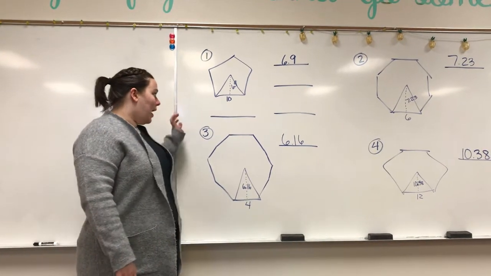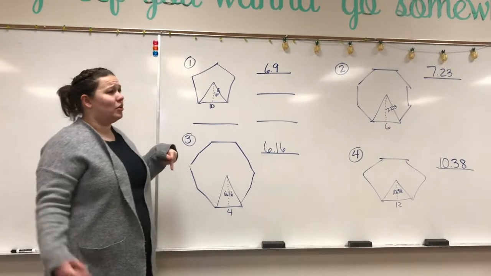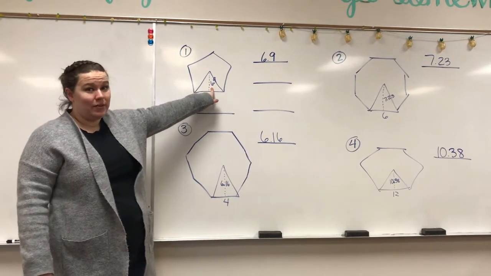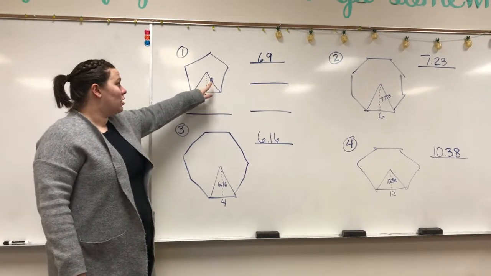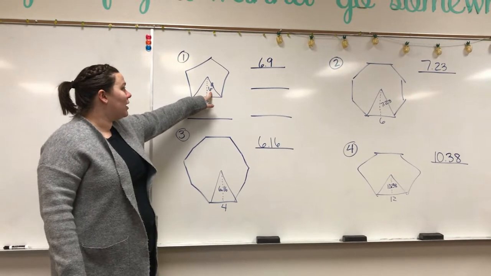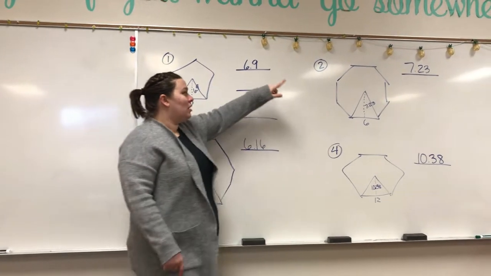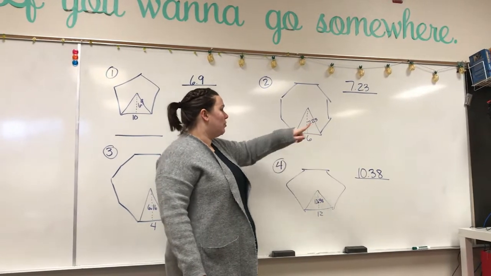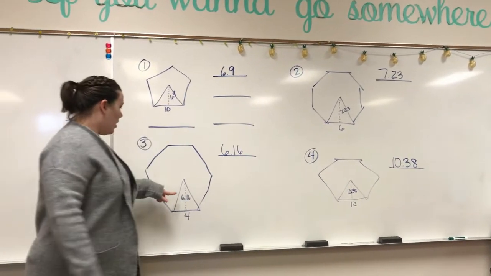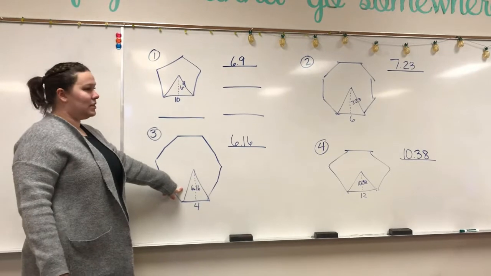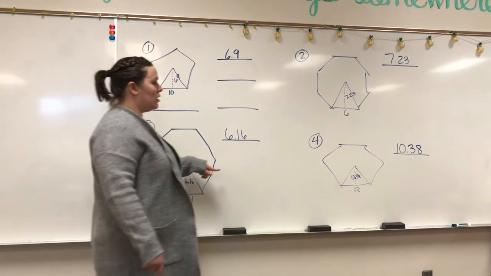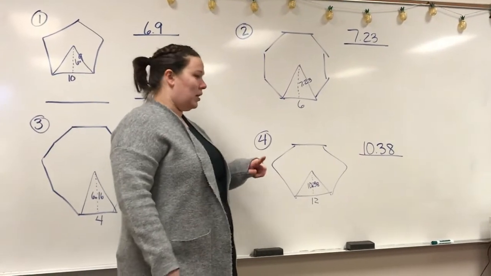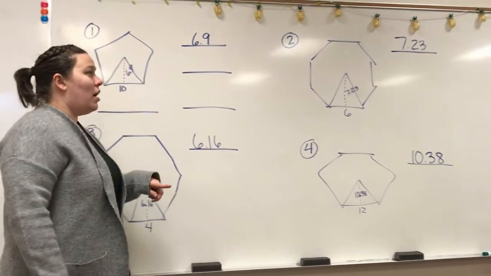And then on the back, they wanted you to figure out the height of this triangle, but I'm just going to give you the height of this triangle. So the height of the triangle for number 1 is 6.9. The height of the triangle for number 2 is 7.23. The height of the triangle for number 3 is 6.16. And the height of the triangle for number 4 is 10.38.